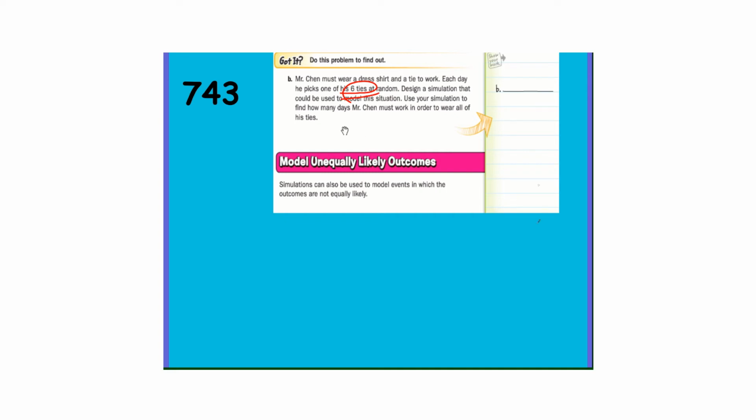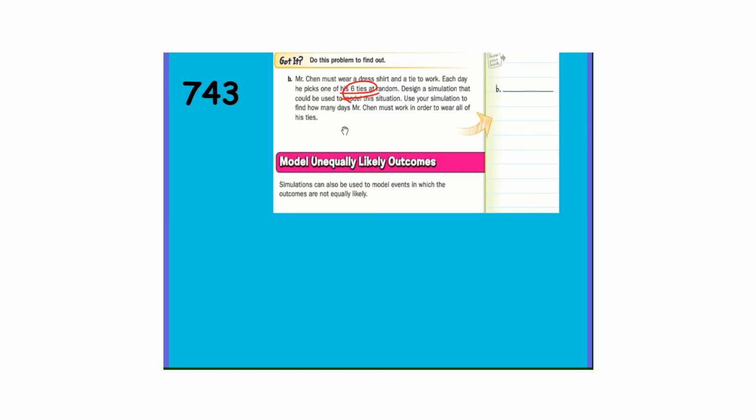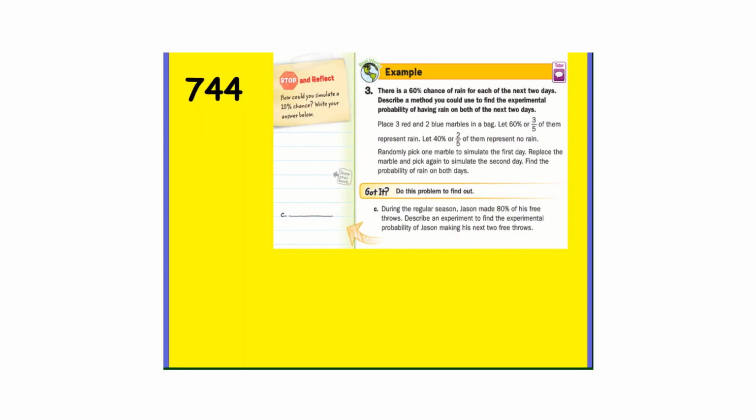I'll show you what the answer book even wrote here. You roll a number cube. Each number represents a different tie. Repeat the simulation until all the ties are selected. Okay. So you can do the simulations even if they don't have an equally likely chance to be chosen.